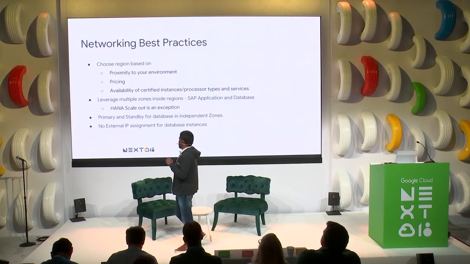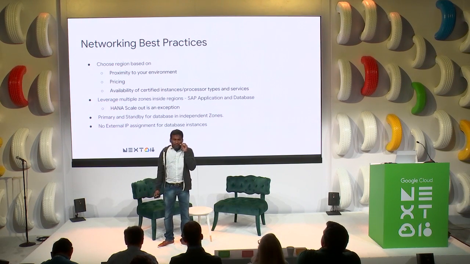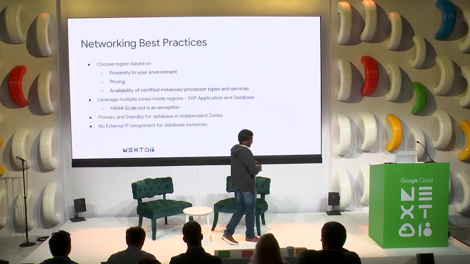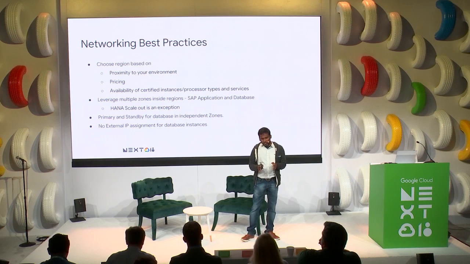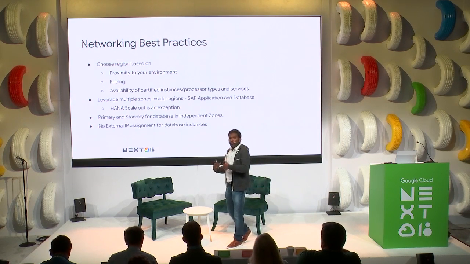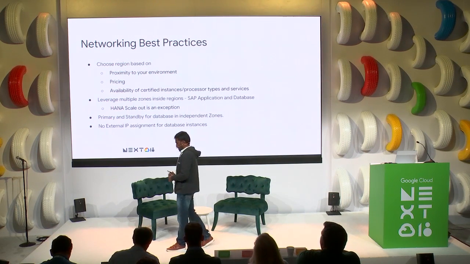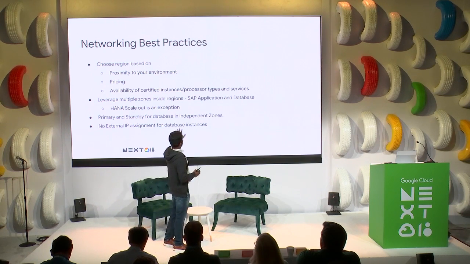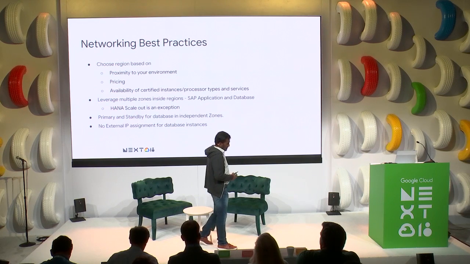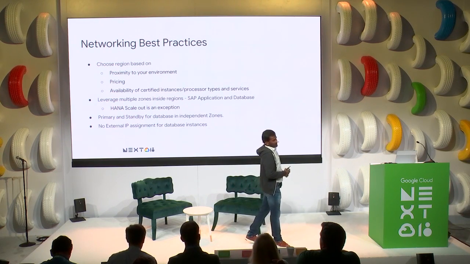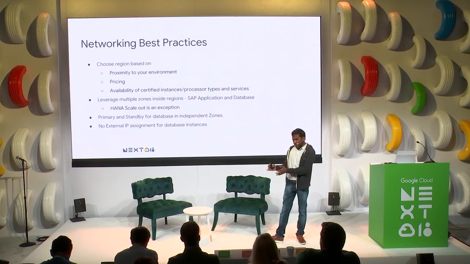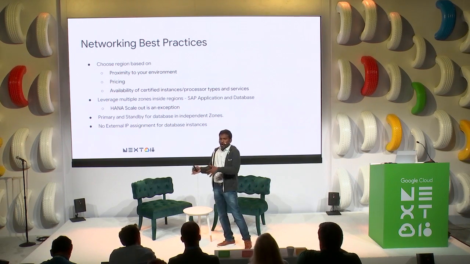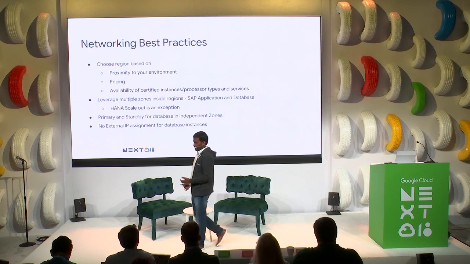So let's talk about networking best practices. One of the first decisions that you make after the sizing and everything is which region do you want to deploy your workloads in. You choose the region based on multiple factors. I've represented 3 factors here. The first one is, where does your business process run? You need your infrastructure to be hosted closer to where your business process is running or where your client is. That's the first thing.